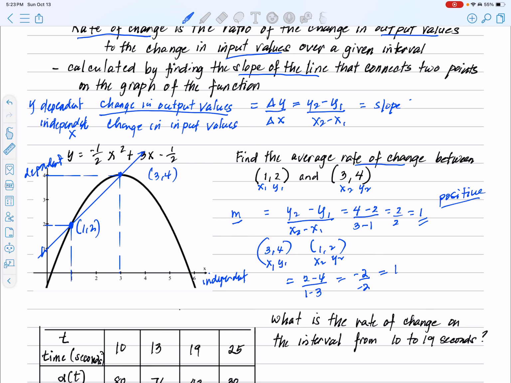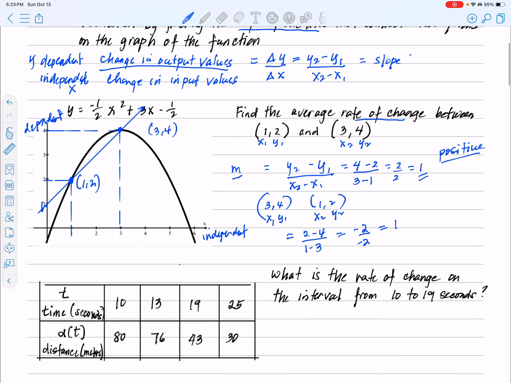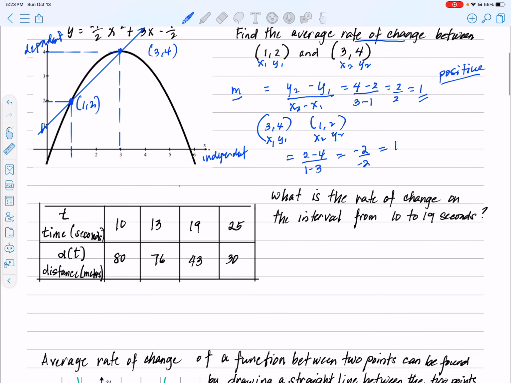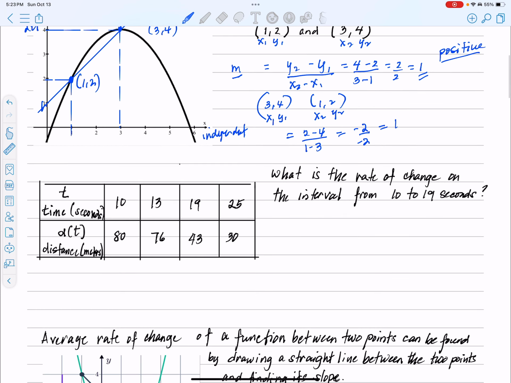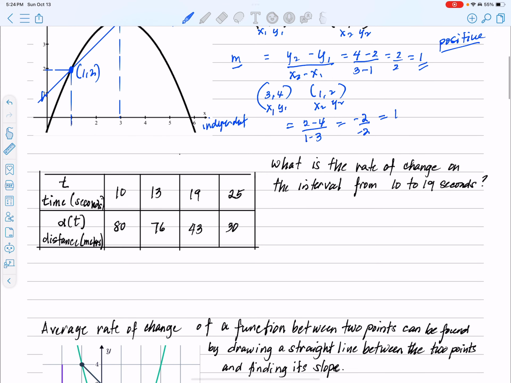Okay, let's try this in a table. So usually you are given a table, right? I remember this in my algebra 2, I think. What is the rate of change in the intervals from 10 to 19 seconds? So you have a table of t as time in seconds and d of t as distance in meters. So the time here is our independent.